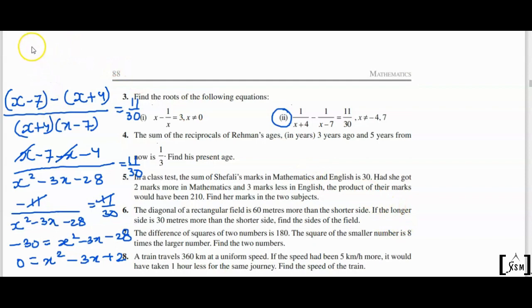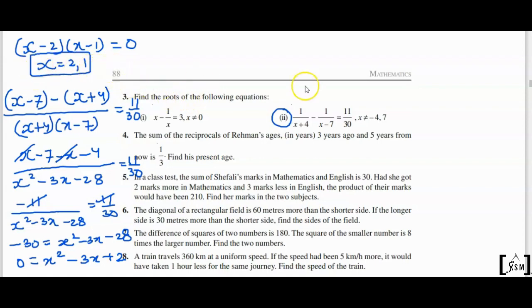And solving that, we'll get (x minus 2), I'm splitting the middle term, and (x minus 1), okay, equal to 0. So x will be 2 or 1. Hope it is clear, guys. So these are the two values of x, 2 and 1.